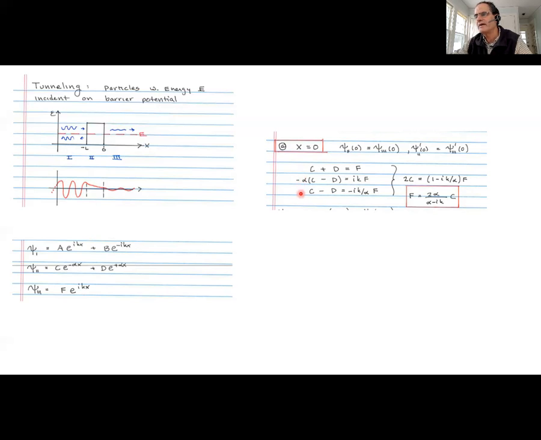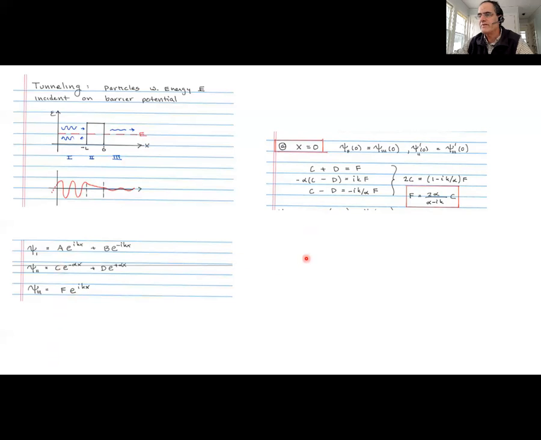First equation, second equation. Now, the next step is we're going to add the first equation and the second equation. This will have the effect of eliminating d and giving us a relationship between f and c. First step on our path. So let's do that. When we do that, we find that 2c must be equal to (1 minus ik over alpha) times f. Or just solving this for f, we get an expression for f in terms of c. So we have f in terms of c. So now if we can just find c in terms of a, we'll be all set.